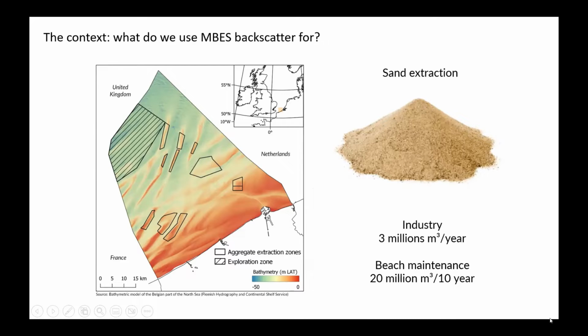here you see a map of the Belgian part of the North Sea, and we have a lot of sand extraction. You see the limit of the concession for sand in the map. And each year, more or less 3 million cubic meters are extracted from these areas for the industry, for breeding, for construction, and by mean 2 million cubic meters are extracted as well, but for beach maintenance. There's a program to maintain the beach safe.